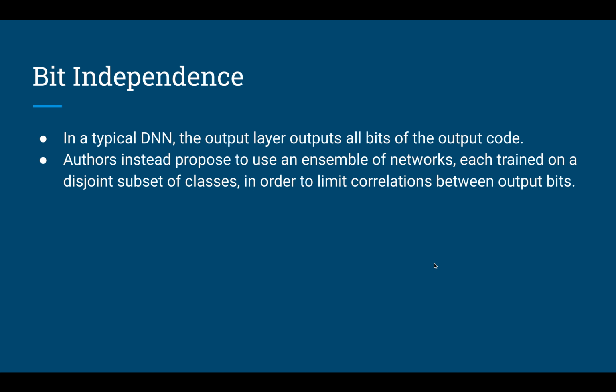Another thing that the authors mentioned briefly is the concept of bit independence. In a typical deep neural network, the output layer outputs all the bits of the output code. However, the authors instead propose to use an ensemble of networks, each trained on a disjoint subset of the classes, in order to limit correlations between output bits. So instead of having one neural network produce the entire output vector Z, we would have multiple neural networks, each producing a subset of Z for a subset of classes. Then when we combine the outputs of all of these neural networks, we get the final output. By doing this, we limit the correlations between each of the output bits, and this results in greater accuracy.